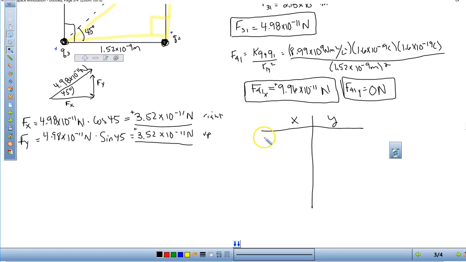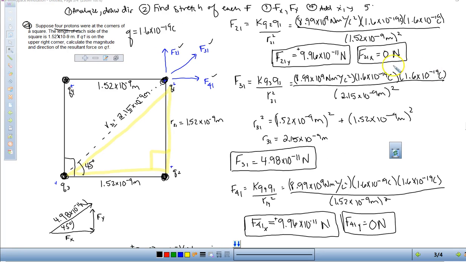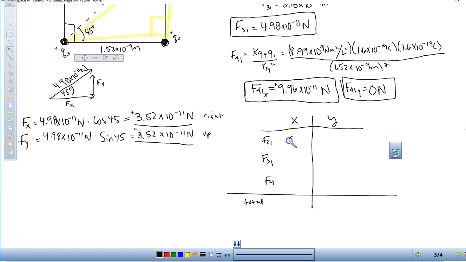And what you put in this chart is a force of 2 on the 1, 3 on the 1, 4 on the 1. And then this bottom line is the total. The force of 2 on the 1, go ahead and get that value. The y is a 9.96 and the x is 0. So x is 0. This is 9.96 to the negative 11.